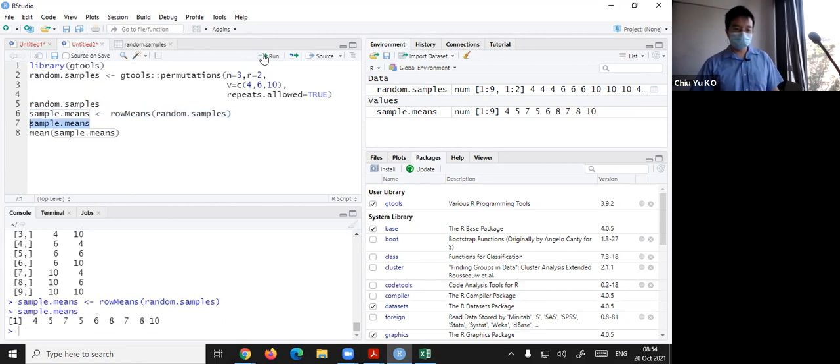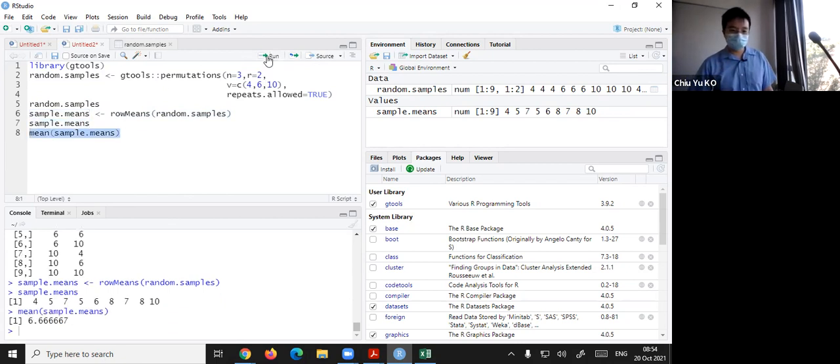That means the mean will be calculated by this, okay? For each possible sample, you have the mean, right? And at the end, the mean of the sample mean is 6.666, okay? We want to verify, is it true? We calculate the mean of this, right?